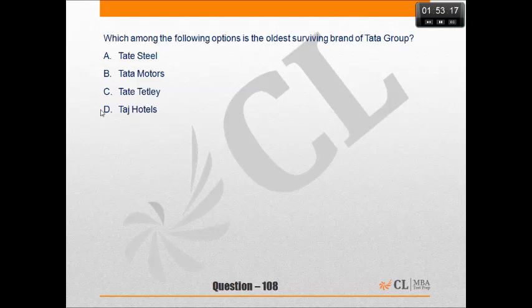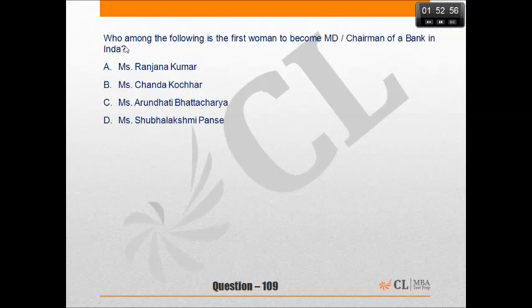Which is the oldest surviving brand of Tata Group? It is not these two. Is it Tata Steel or Taj Hotels? It is either A or D. Definitely Taj Company, Taj Bombay. I am taking a chance. I'll go with Tata Steel, or I'll take my chance with Tata Steel. I could be wrong here, but I'll take my chance with Tata Steel.